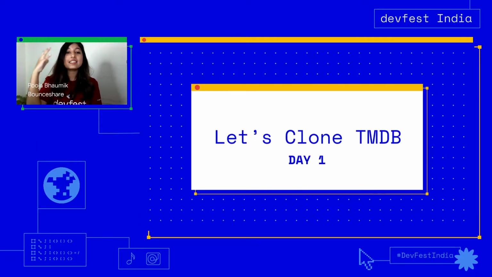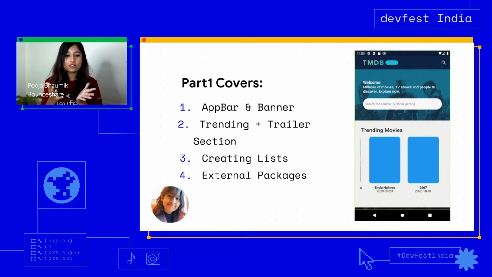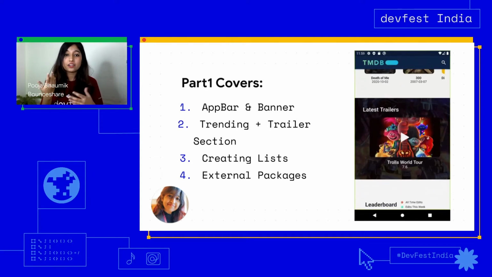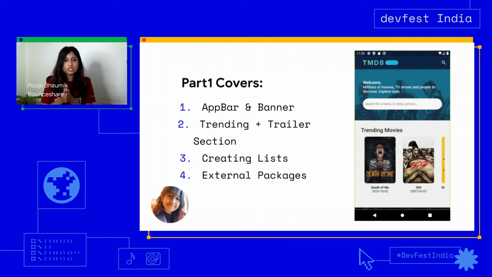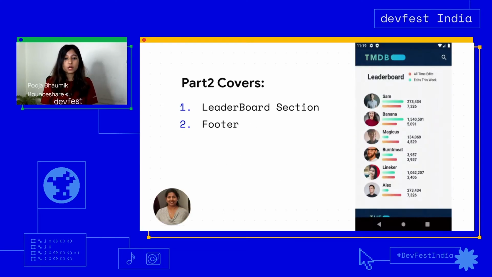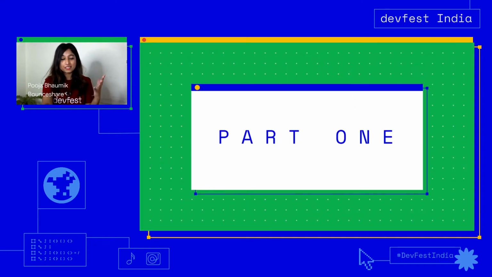So we are building the TMDB website, and this will be divided into three parts. The first part, which I cover, is mostly the app bar and banner, and the trending and trailer section, and how you can create your list in Flutter, and how you use external packages in Flutter. And then we move to the second part, which Kamal will be taking in the next segment, which is the leaderboard section and the footer section. And the third part is a simple topic on navigation and how we implement that. The first part, let's begin right now.